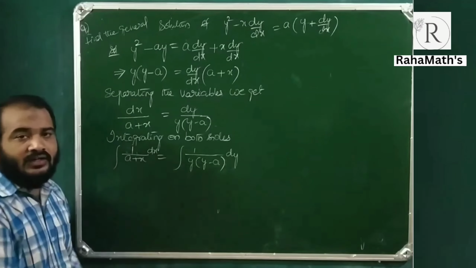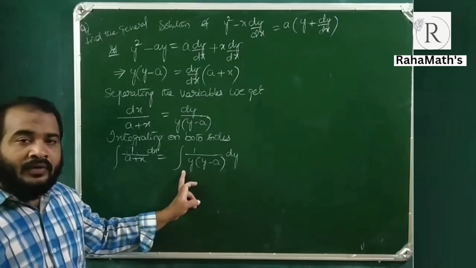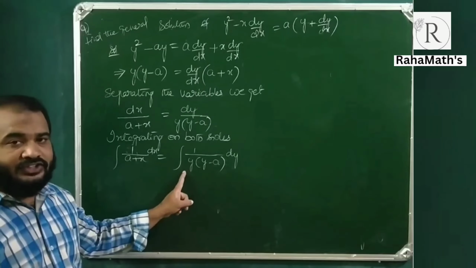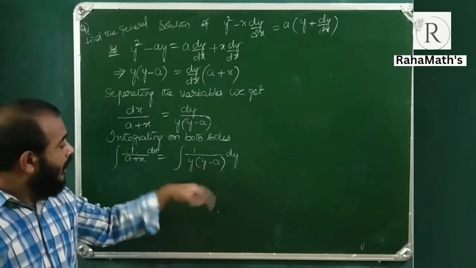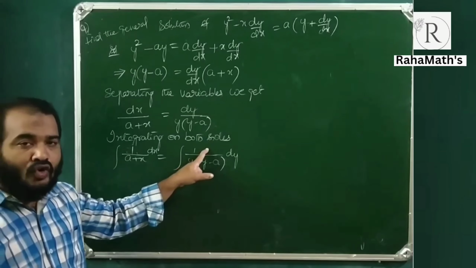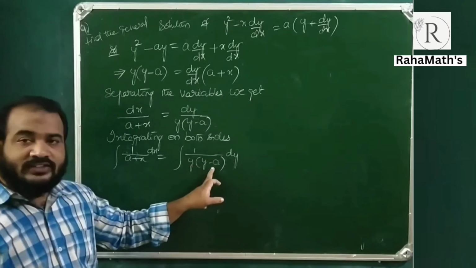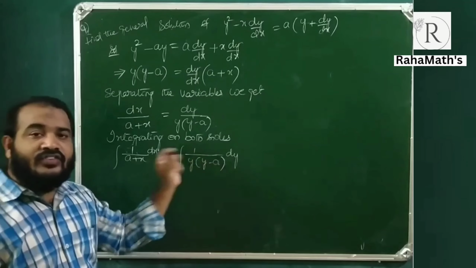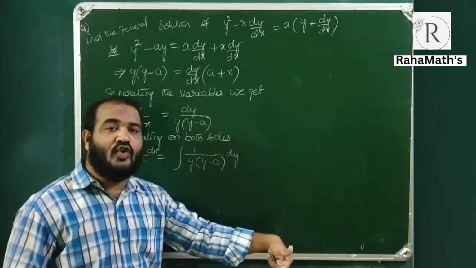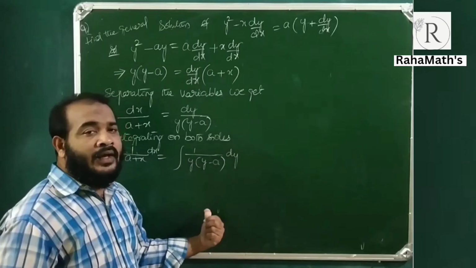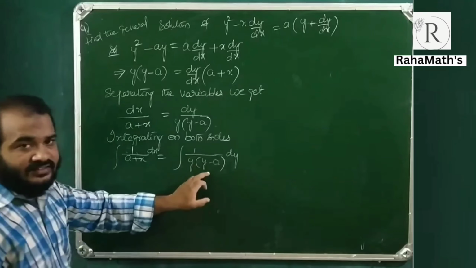But as far as this is concerned, we have to apply partial fractions. So here y and y minus a are the two linear factors, and this is a proper fraction, because the degree of the numerator 1, which can be written as y power 0, is 0 whereas the degree of the denominator y into y minus a is 2. So the degree of numerator is less than the degree of denominator. Therefore, it is a proper fraction. For a proper fraction, partial fractions can be applied.